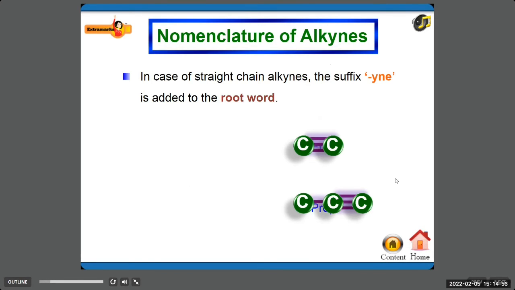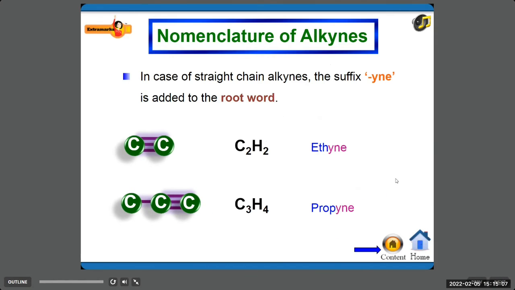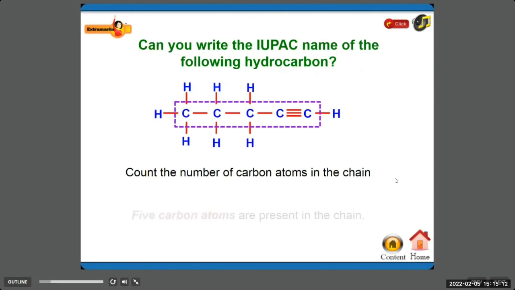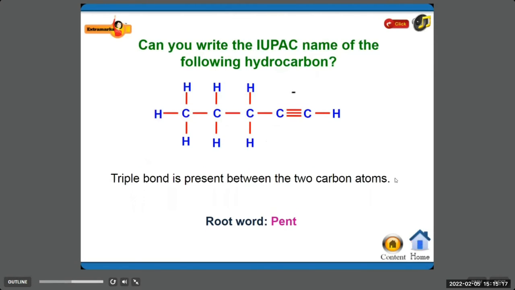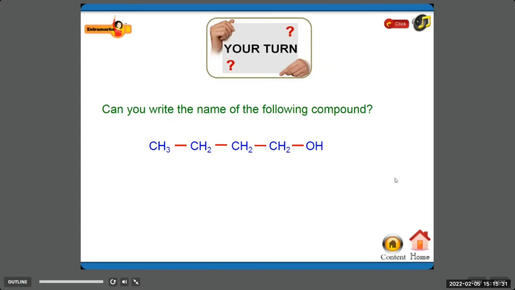In case of straight-chain alkynes, the suffix -yne is added to the root word. Following illustration shows the IUPAC names of some of the alkynes. Let us find the IUPAC name. First, since there are 5 carbon atoms present in the chain, the root word is pent. Since in this chain, triple bond is present between the first 2 carbon atoms, the suffix is -yne. Finally, the IUPAC name of the given hydrocarbon is pentyne. Can you write the IUPAC name? The name of this compound is butan-1-ol.